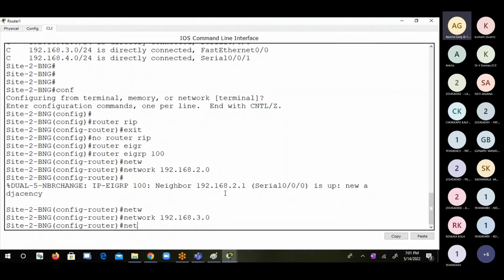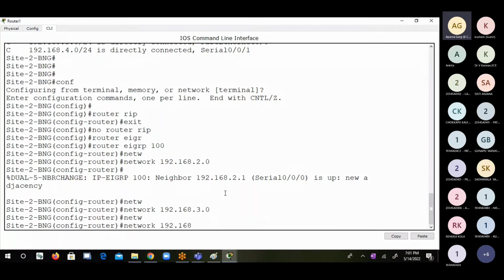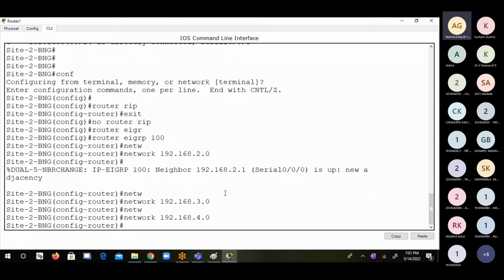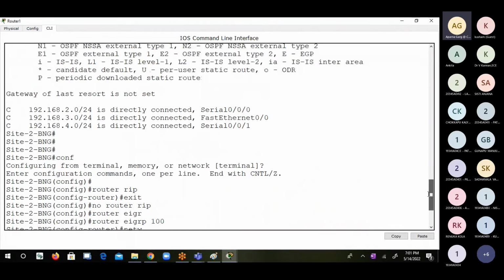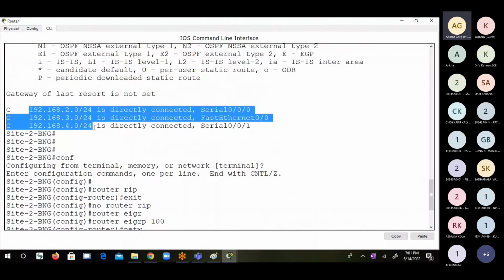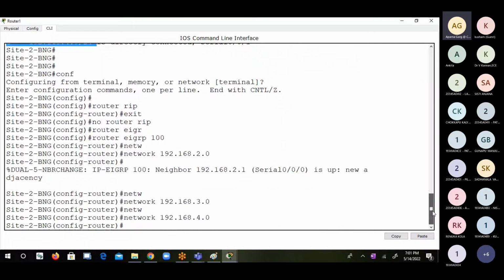192.168.3.0, another network, 192.168.4.0. That you can even check by seeing the routing table. So that means you have to advertise these networks, and that's what I have done. And you can write down no auto-summary.